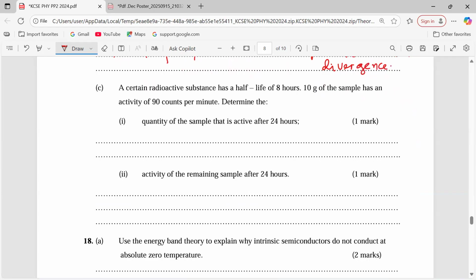Let's look at part C of this particular question. We are told that a certain radioactive substance has a half-life of 8 hours. 10 grams of the sample has an activity of 90 counts per minute. Determine, part 1, the quantity of the sample that is active after 24 hours, or rather, what will be active is what has not decayed. The remainder, in other words.